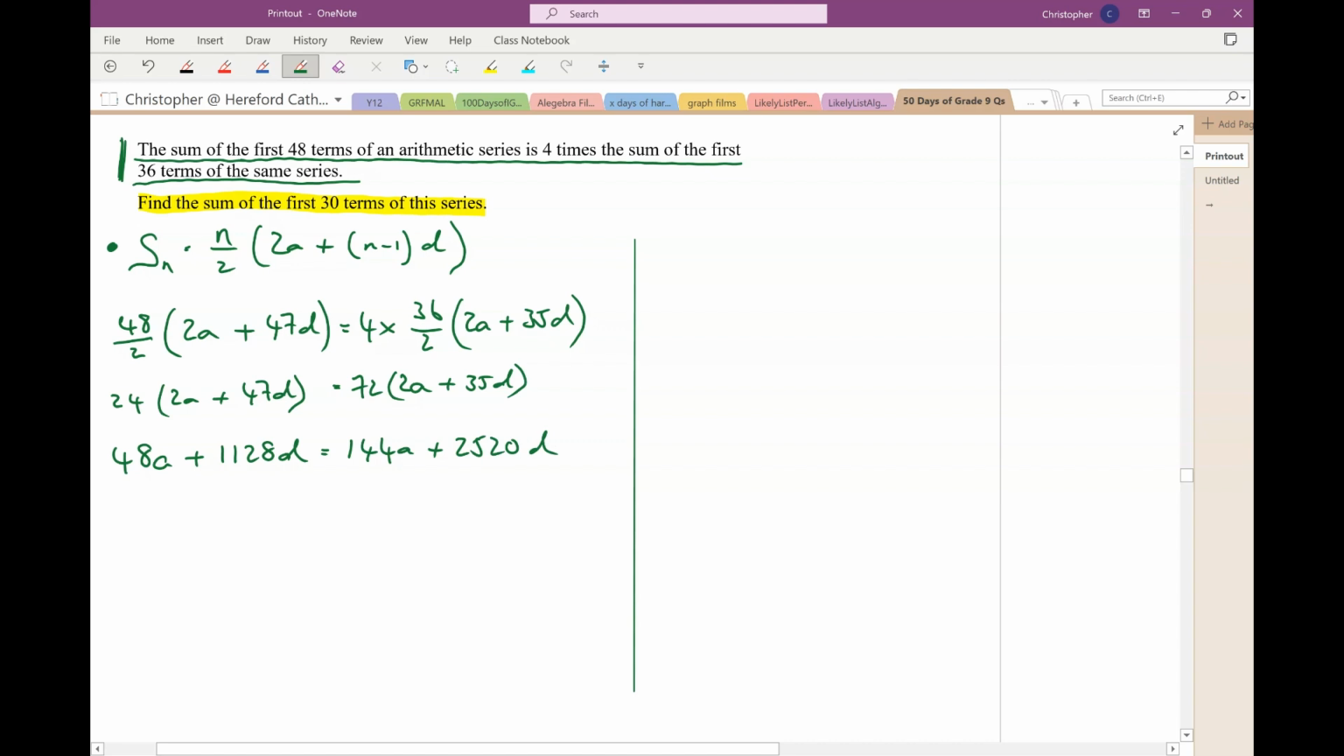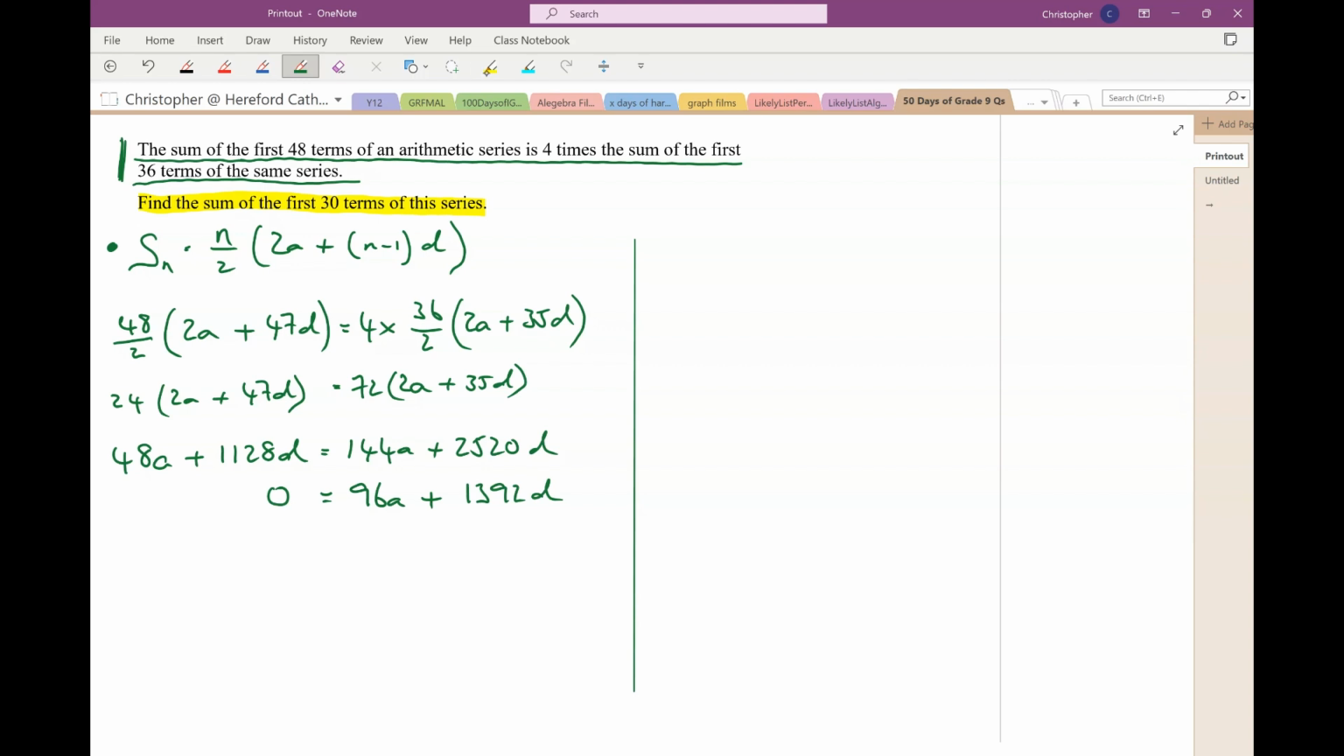I suppose I could stick everything on one side, make it easier. So I'll subtract 48A's from both sides. And I'll subtract 1128D's from both sides. There we go. There's an equation with A's and D's. How annoying, though, because I've got two variables there. But there's a secret coming up with this question.